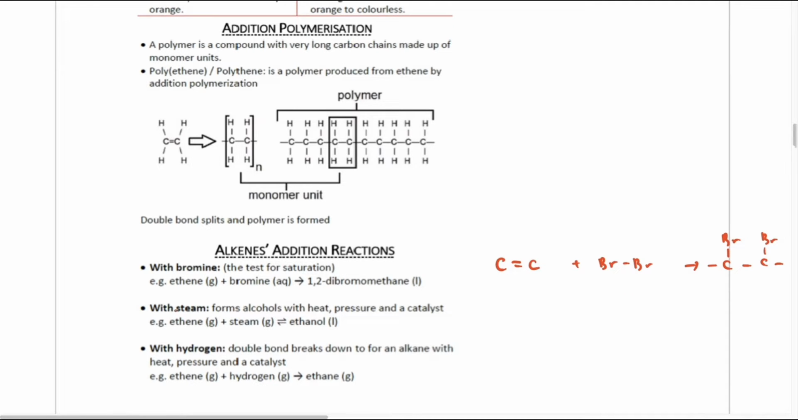Next, with steam. Of course, you have to know bromine is brown or orange, so after addition it becomes colorless. So the observation is orange to colorless. With steam, the double bond reacts with H2O, water. One carbon will take H, another carbon will take OH.